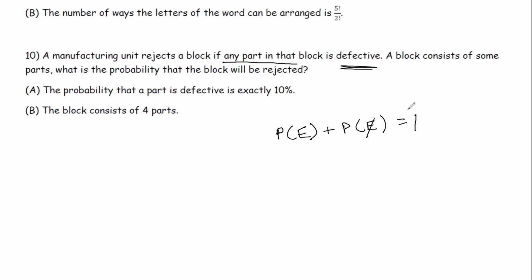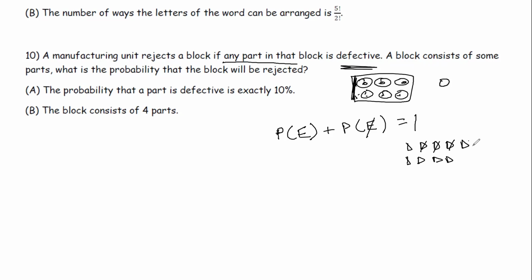Any part in that block is defective. So this is a block, and let's say there are six parts, like that tossing the coin case. The block will be rejected if any part is defective, right? So it's either one part which is defective, two parts which are defective. So one defective and the rest are not defective. It is rejected. Are you getting me?